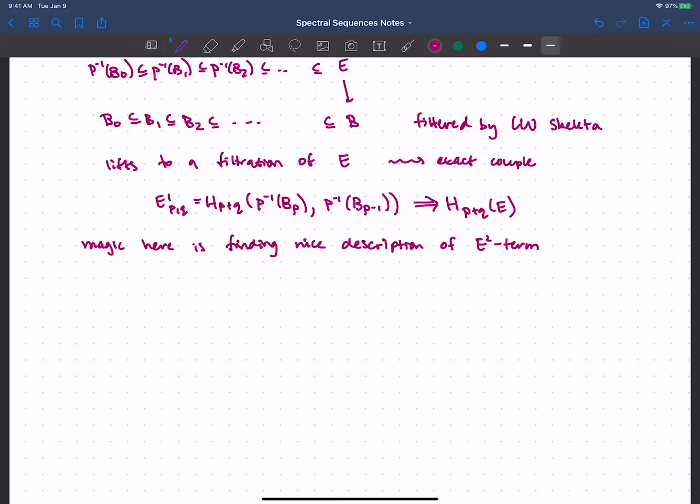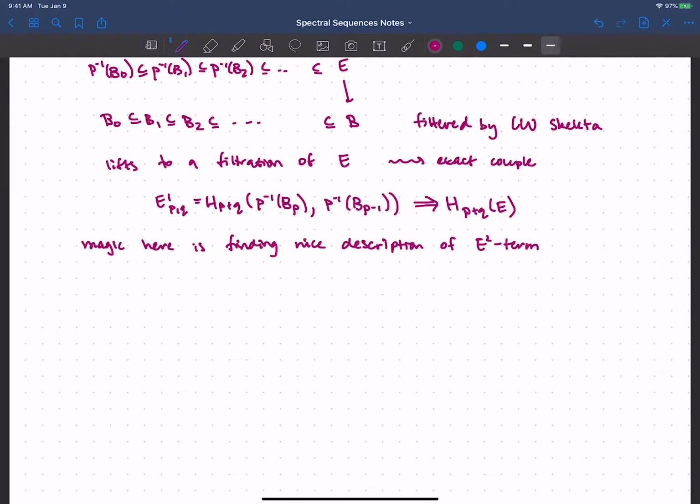And that nicer description might start on a different page. So if you can come up with that nice description, then we can just skip to the E2 page. There's no reason we need this messy E1 page, and start our spectral sequence there. So that's most commonly what people are doing when they're proving things about spectral sequences.